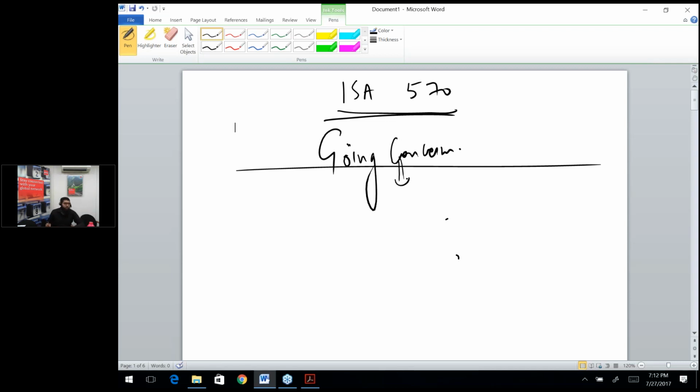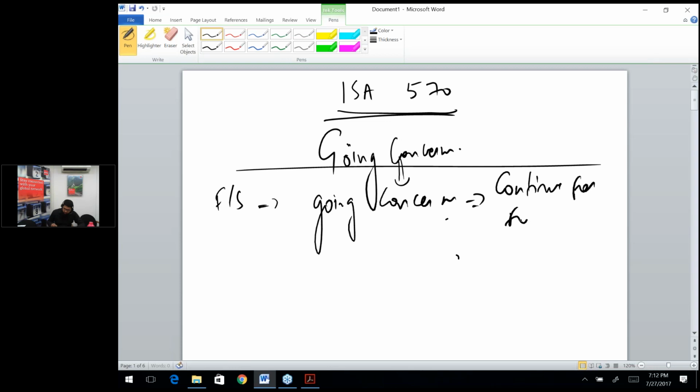Okay, now let's see. If I talk about this ISA 570 going concern, first let's see what exactly it says, what exactly going concern is, what the auditor's opinion is, and the auditor's responsibility. You people do have an idea that financial statements are mostly prepared on a going concern basis. What do you mean by that? This generally means that we expect that the entity will continue for the foreseeable future.